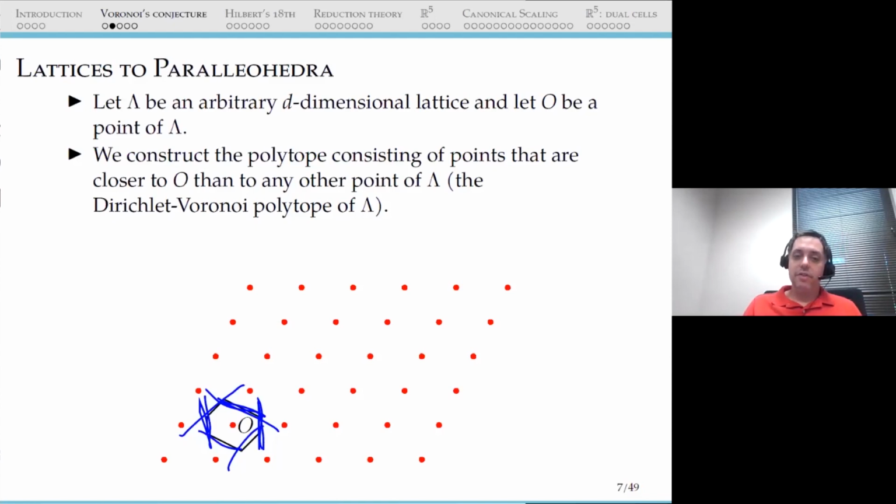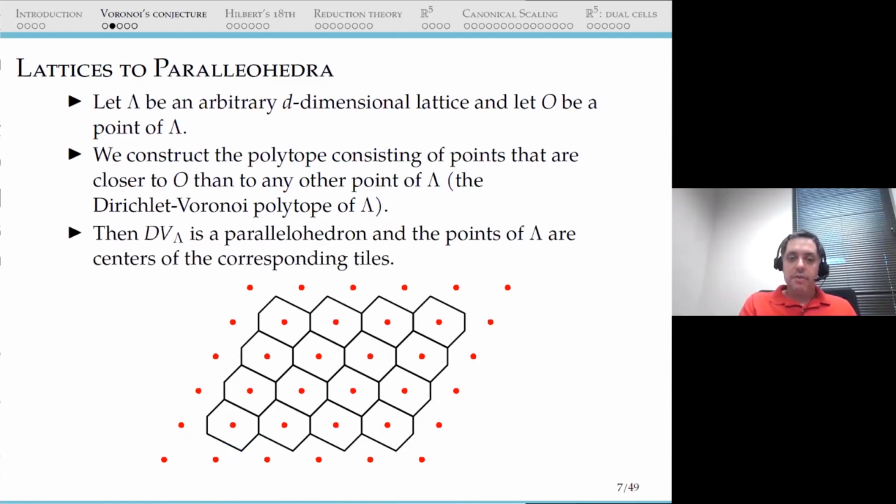If we consider the parity classes, the points where the coefficients of the linear combinations have the same parities, then at most 2 from each parity class can contribute perpendicular bisectors. All others will be far apart. This gives us a convex polytope. If we repeat that construction for all other points of the lattice, we get a translated copy of that polytope, because every 2 lattice points are connected by a translation by a lattice vector. That's how we construct copies of the same polytope, which is called the Dirichlet-Voronoi polytope of the lattice, or just the Voronoi polytope. So that's another construction that starts from lattices and gives us parallelohedra back.